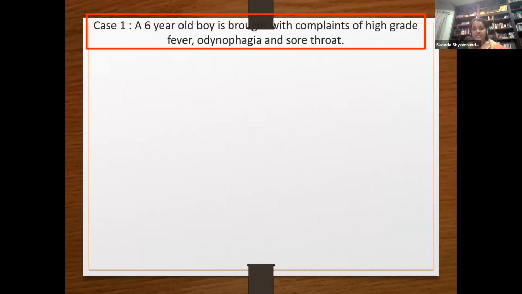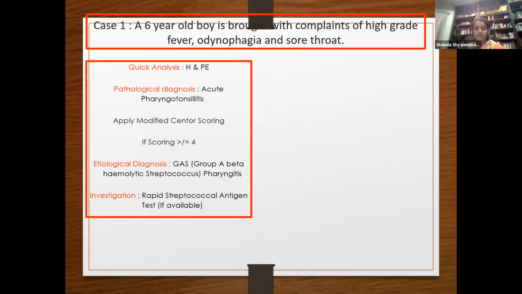So a 6-year-old boy is brought with complaints of high-grade fever, odynophagia and sore throat. You do a quick analysis and clinical examination, you know it is acute pharyngotonsillitis. You apply the Centor scoring, your score is more than 4. So if possible, you do a throat swab and culture and you know that it is group A strep pharyngitis.